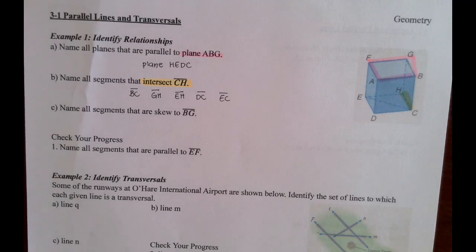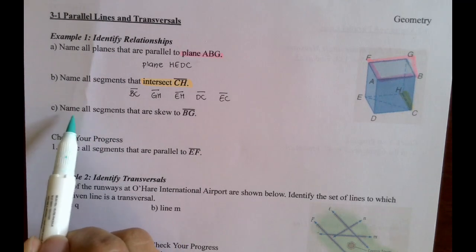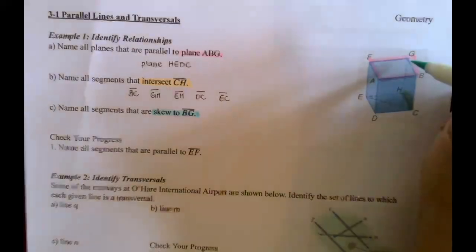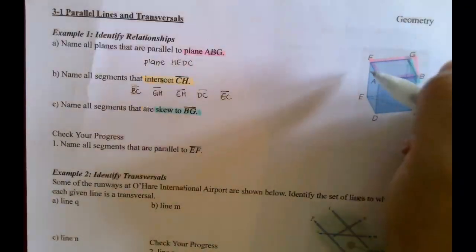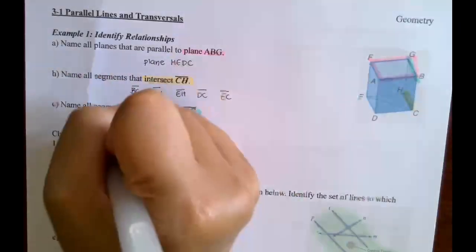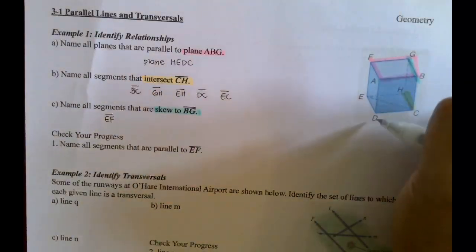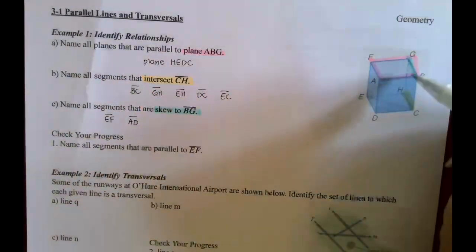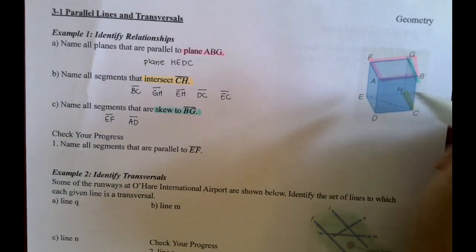Last part of example 1. Name all segments that are skew to BG. So here's BG. So EF is skew. AD is skew. Those are all my vertical ones. GH and BC are not because they actually do intersect it.